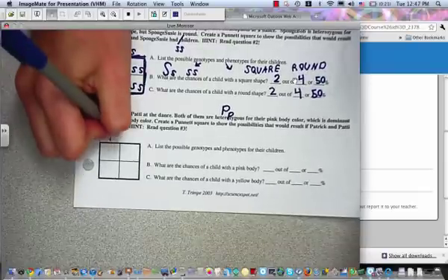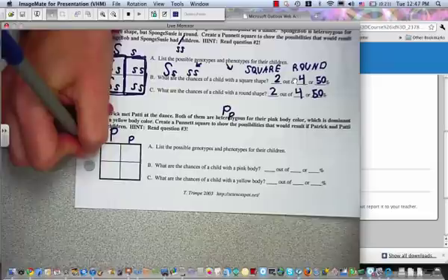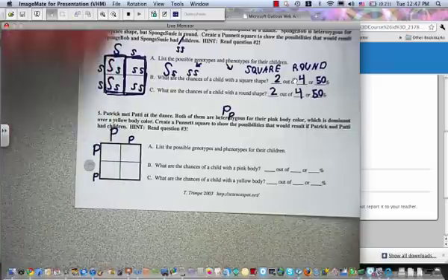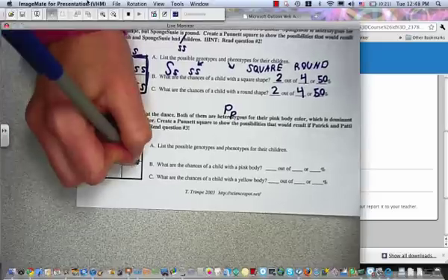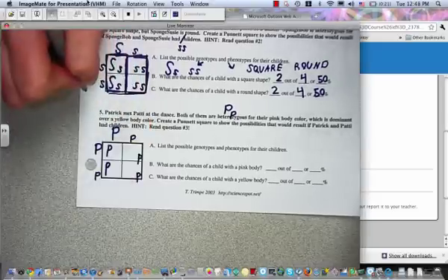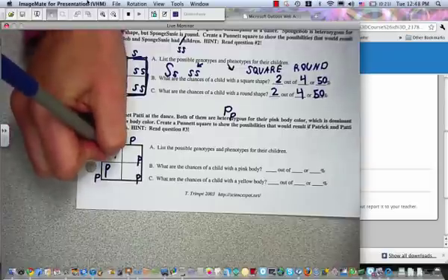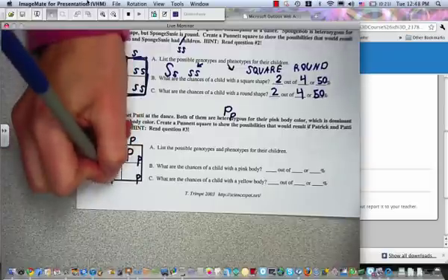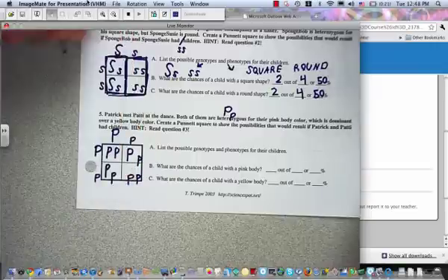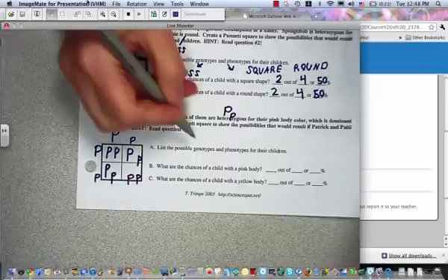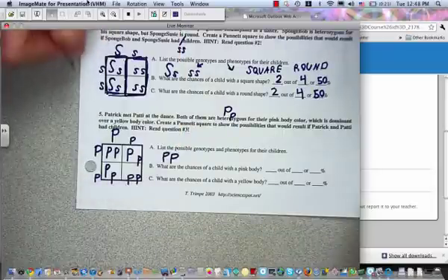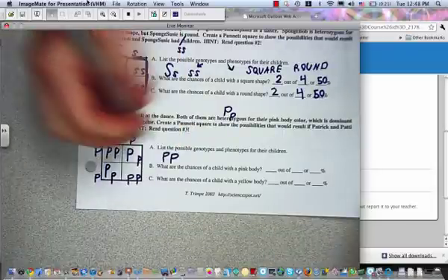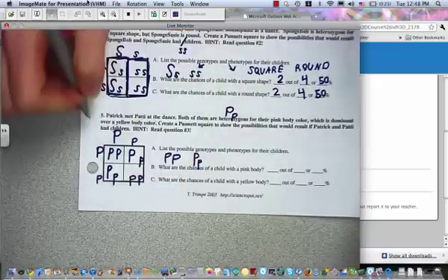So if they're both heterozygous for pink, they are both capital P, lowercase p. So let's put Patrick and Patty's information on the top and the side of the Punnett square. Let's bring the capital P down for Patrick and his lowercase p. Bring Patty's capital P over and then bring her lowercase p over. List the possible genotypes, the letters. Well, they could be capital P, capital P. They could be one of each, capital and lower. And they could be both lower.